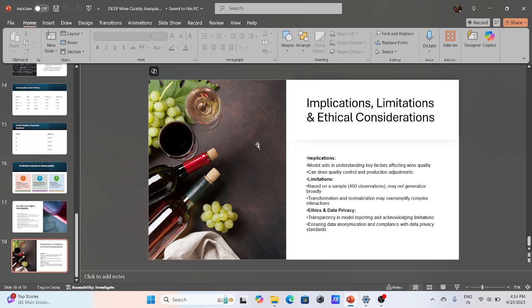Ethics and data privacy: transparency in the model reporting and acknowledging limitations, ensuring that the data normalization complies with the data privacy standards.